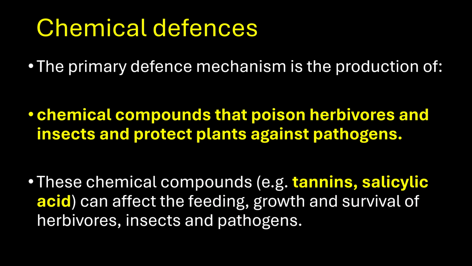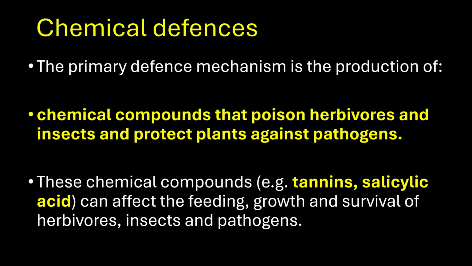Moreover, these chemical compounds, there are several of them. We have salicylic acid and tannins. They can affect the feeding habits of herbivores, insects, and pathogens. They can also control the growth of these organisms. They can actually kill them, stop them from growing, or make them infertile so that they can no longer reproduce.